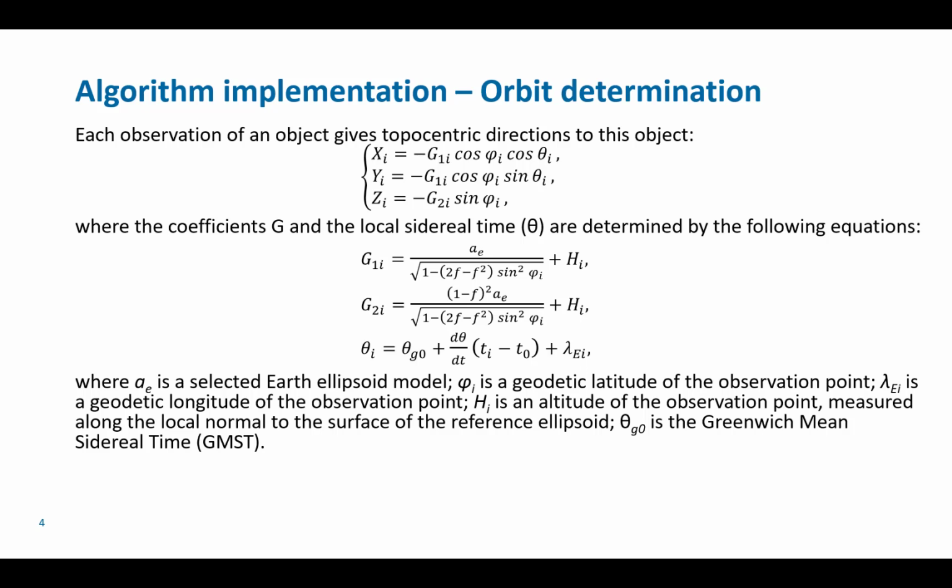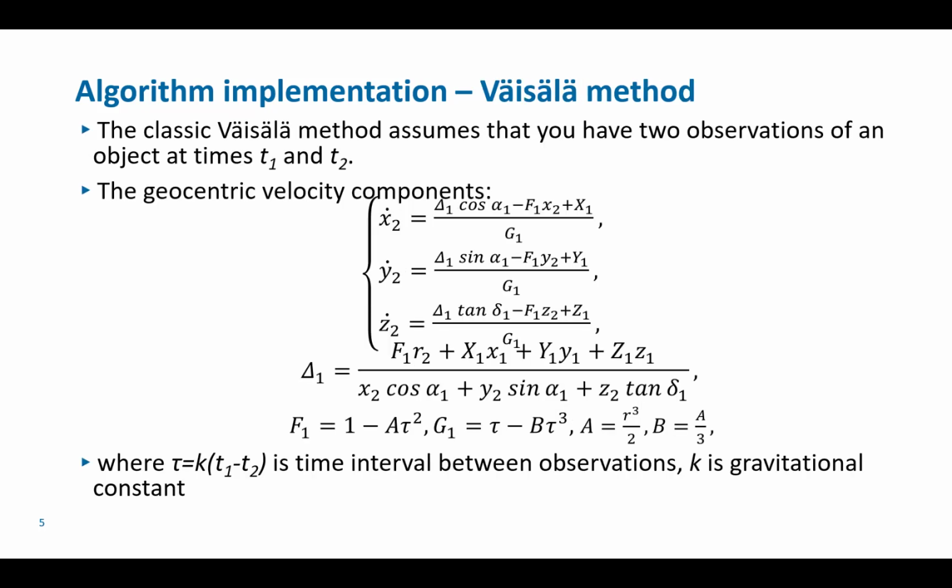On this slide, you can see the equations for the orbit determination as well as topocentric directions to the investigated astronomical object. The next step is applying the classic Väisälä method. It allows us to determine the geocentric velocity components in the assumption that we have two observations of an object, at least two observations. So, in this case, we need to have continuous observations of the same objects of the solar system.